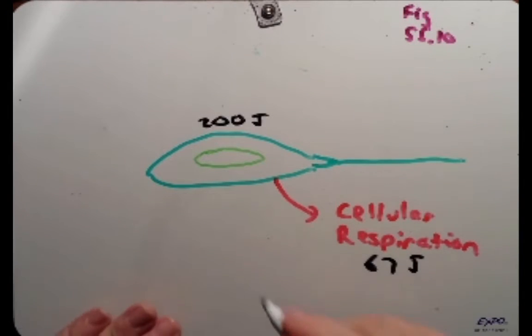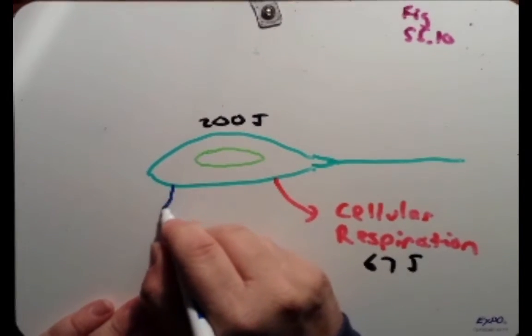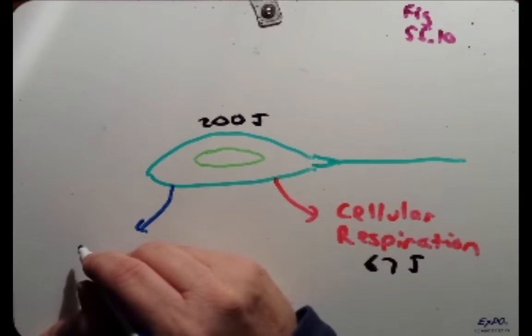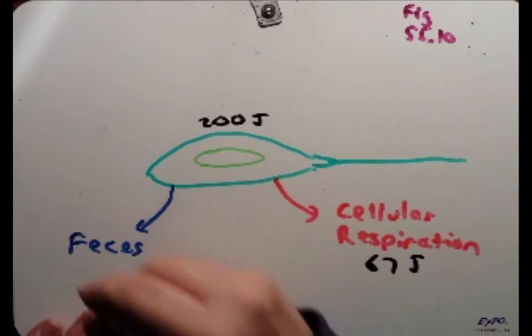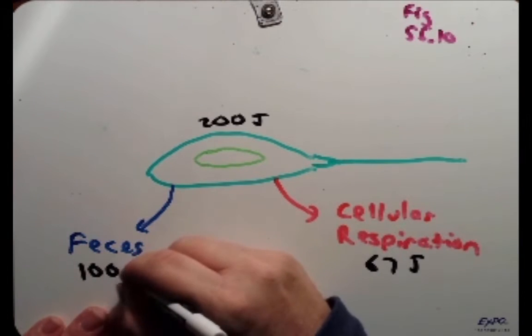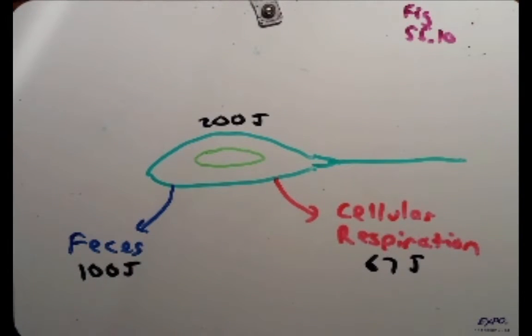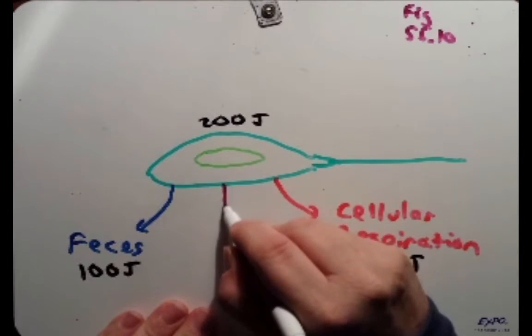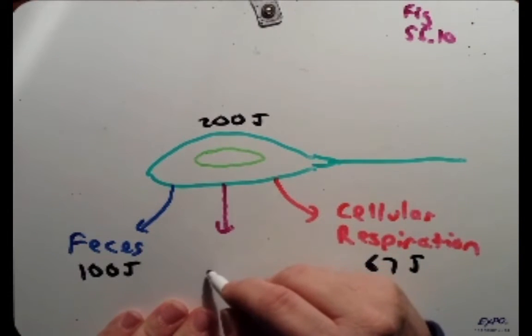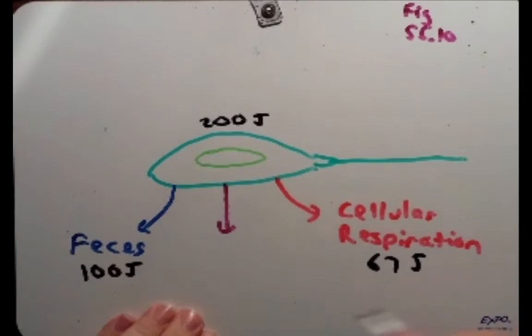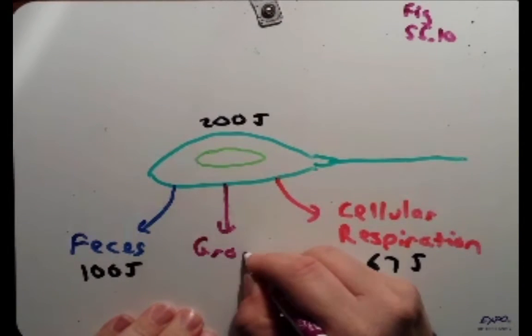But we know that a large part is actually just lost as waste through feces. And we know this is about 100 joules that is lost here. So what's left now, out of all of this, is only about 33 joules left for its own growth.